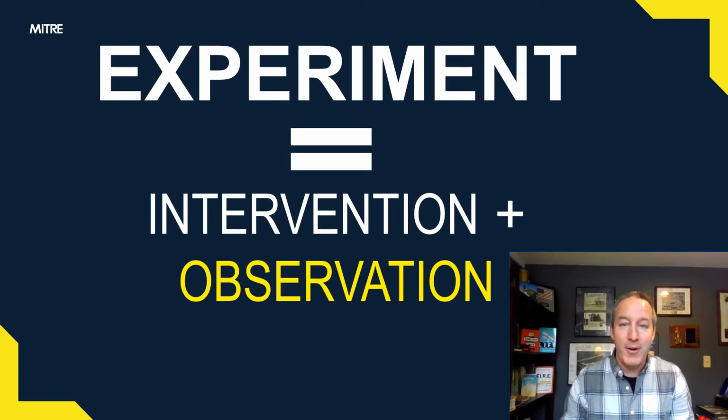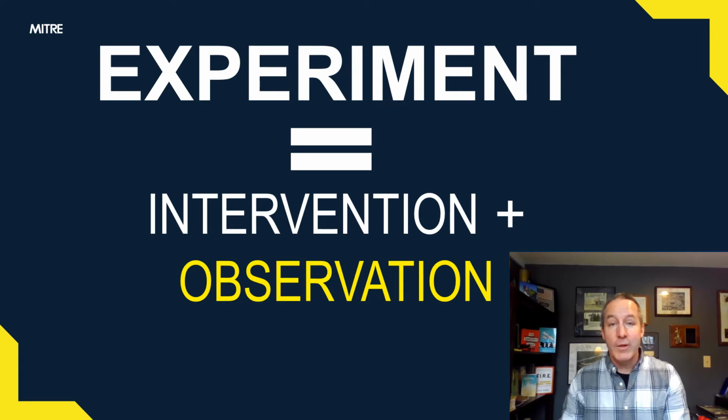Because you see, an experiment also requires an observation of some kind. This is where we take a measurement. We collect some data. We do an assessment to figure out the impact of the change. Did our change make things go faster or slower? Did it make things better or make them worse? Did it improve some dimension we care about in some measurable way?